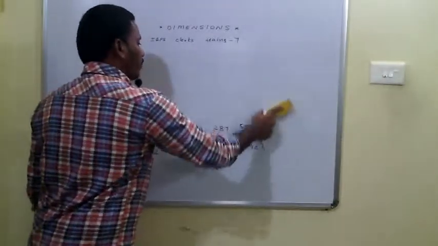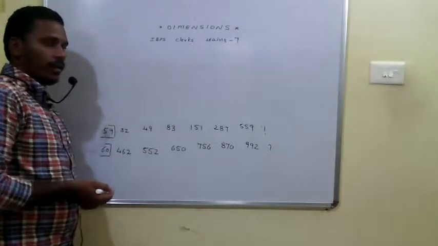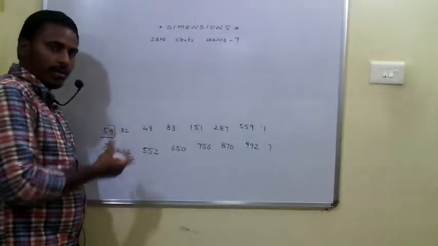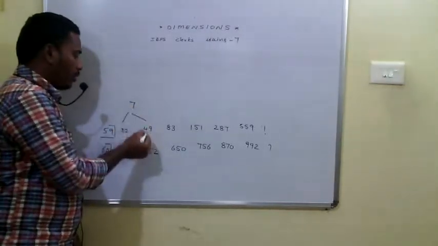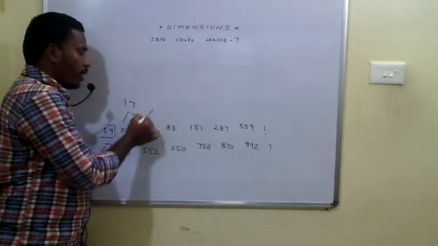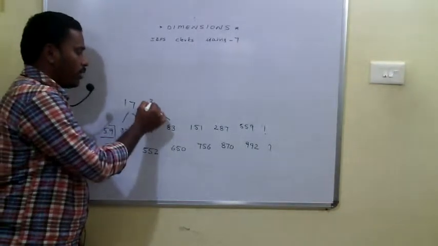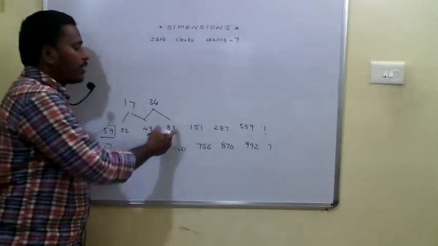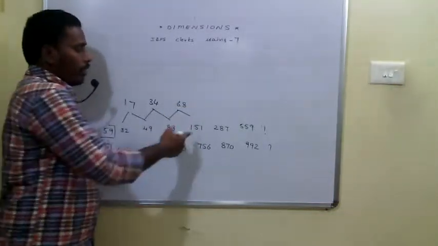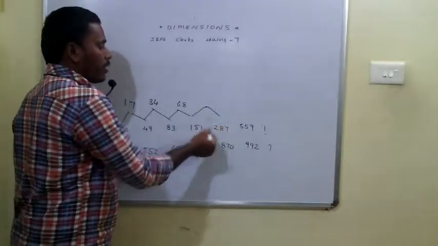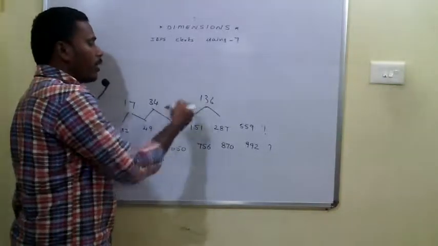Then after the completion of 58, coming to 59th one. If you observe 59th one, this is 32, 49, 83, 151, 287, 559. So to identify the next term, you just take the difference. What is the difference between 32 and 49? It is 17. And coming to here, the difference between these two is 34. And 83 and 151, the difference is 68. Okay, here 151 and 287, the difference is 136.